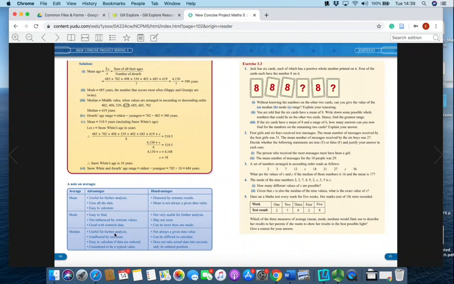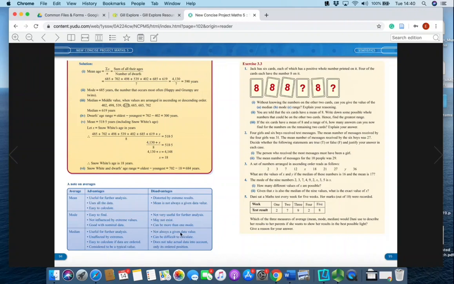The median is useful for further analysis. It's unaffected by extremes. So if you think about the median, again we'll take the dwarf's ages here. The median is the value in the middle. So if you have a really low value here, can you see it's not really going to have an influence on your median? It's going to be the first value here, but your median is the value in the middle. So if there's an extremely low or an extremely high value, the median isn't affected. It's easy to calculate if the data is ordered, and it's considered to be a typical value. It's the value in the middle.